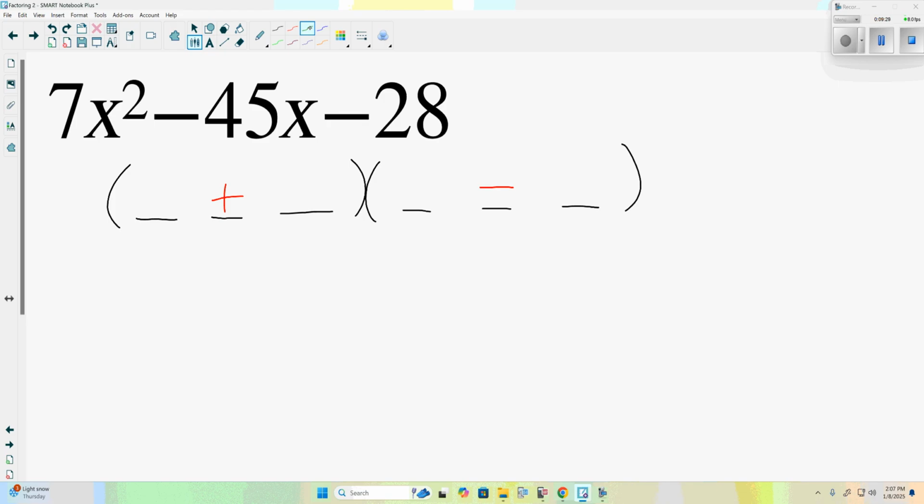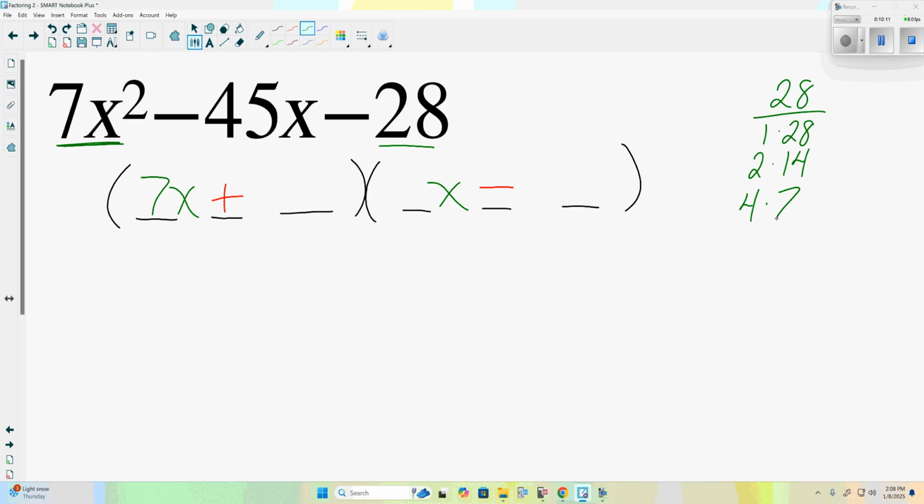Now we need to find the factors of the first and third term. First terms are 7x squared. Well, x squared will still be x and x. Factors of 7 are 7 and 1, 1 and 7, only one set, so we just need to stick the 7 in one of the two places. Now we need to find the factors of 28. We have 1 and 28. 2 and 14. 3 doesn't work, but 4 and 7, and that's it.